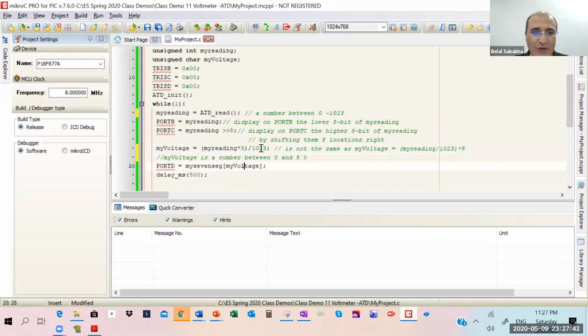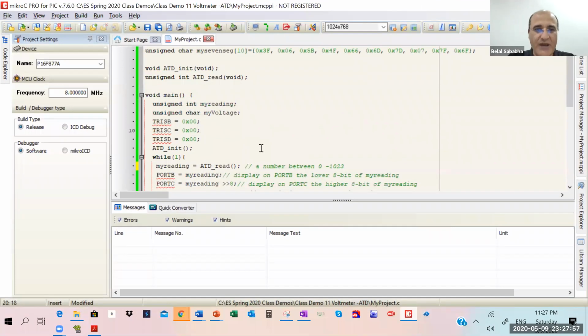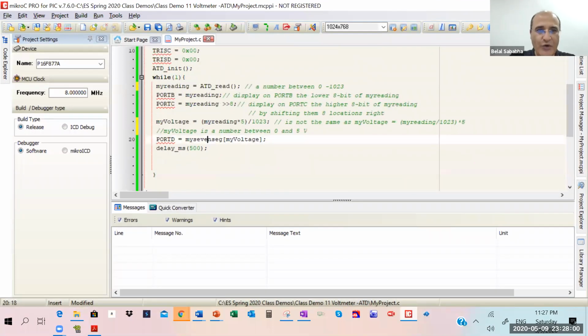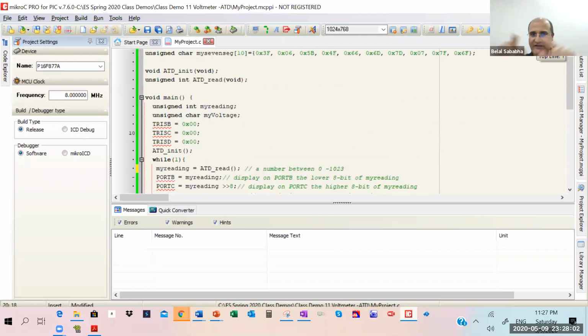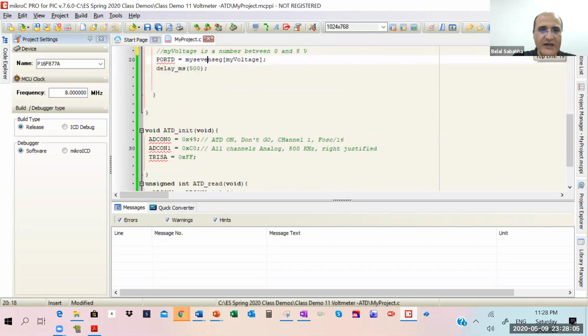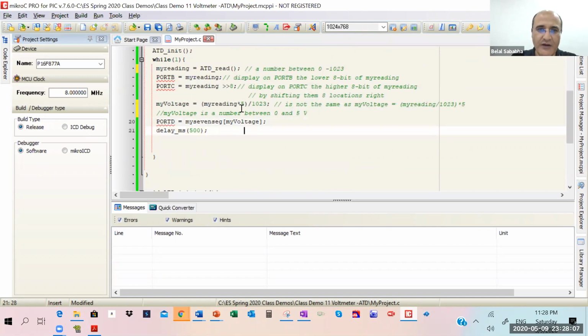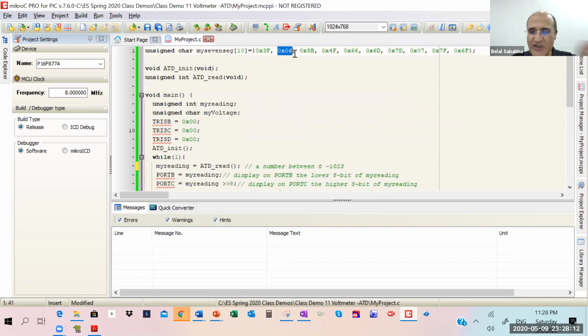Okay. And now this, my voltage, I can output it to the port as is, so the 5 is going to be 1010, right? But I'm using my 7 segment map. If it was 0, I'm going to return 3F, which will show me a 0 on the 7 segment. If my voltage was 1, I'm going to return this element, 0x06, which will show a 1 on the 7 segment display. Got it?